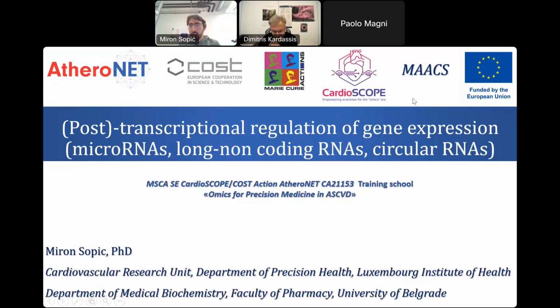Yes. Okay, perfect. So as we discussed in the training school, the original title of the presentation was Post-transcriptional Regulation of Gene Expression, with the focus mostly on microRNAs and other types of non-coding RNAs. But since many of these RNAs are also regulating on the transcriptional level, I also put a little brackets here on this part, which is post in the title.